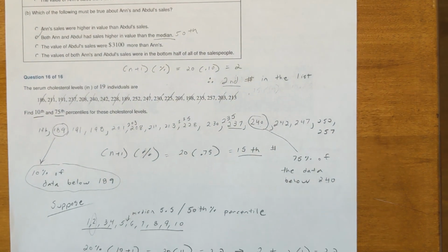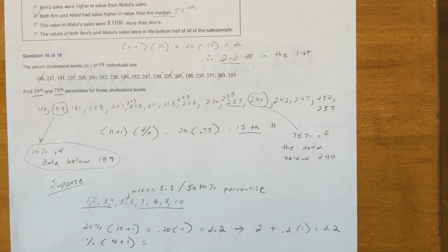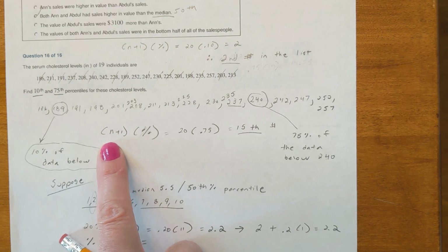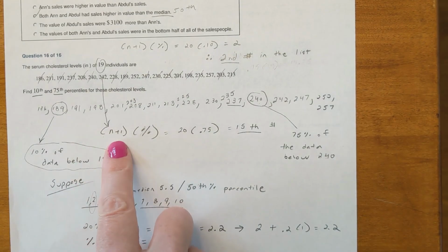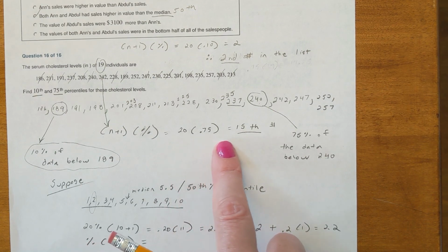Next one. The serum cholesterols of 19 individuals are listed below. Find the 10th and 75th percentiles of these cholesterol levels. Well, unfortunately, just like the median, what you got to do is list the numbers least to greatest, which is kind of painful. And then after that, you use the formula n plus 1 times the percent of what you're trying to find. So n being the number of numbers in the list. So n here is 19 because that's how many numbers are in the list. So 19 plus 1 is 20. And if we want the 75th percentile, 20 times 0.75 is 15.